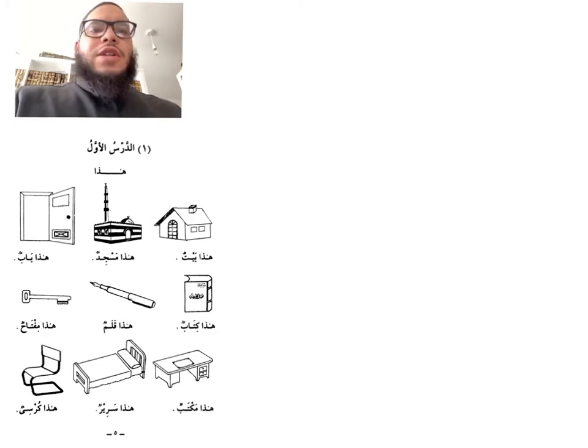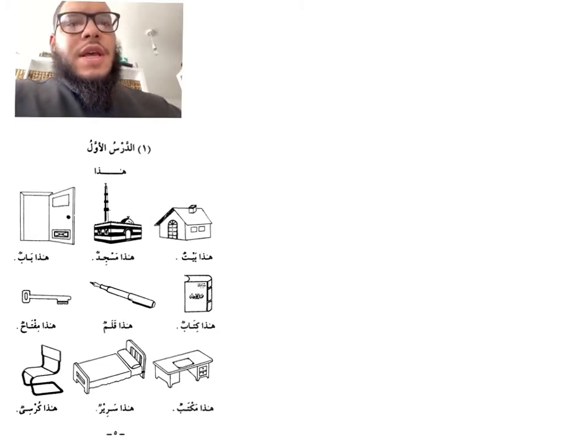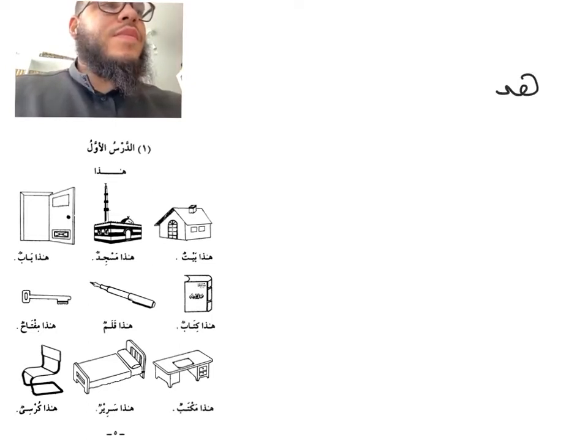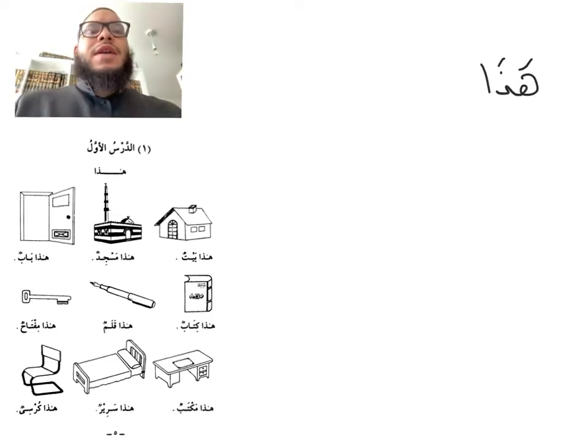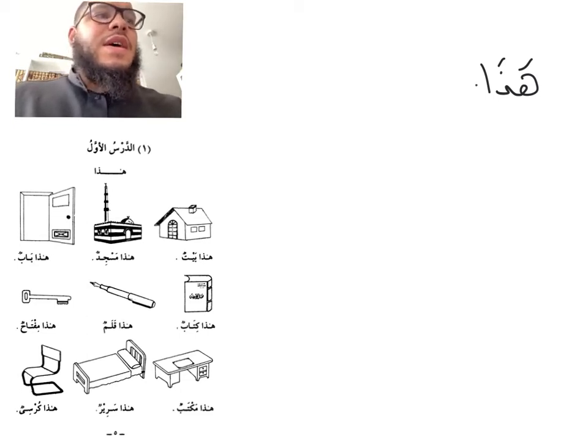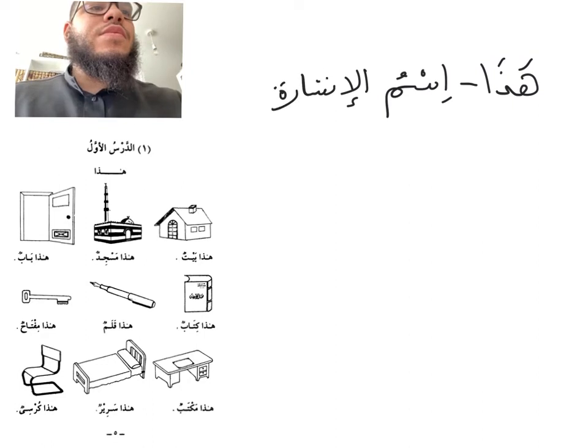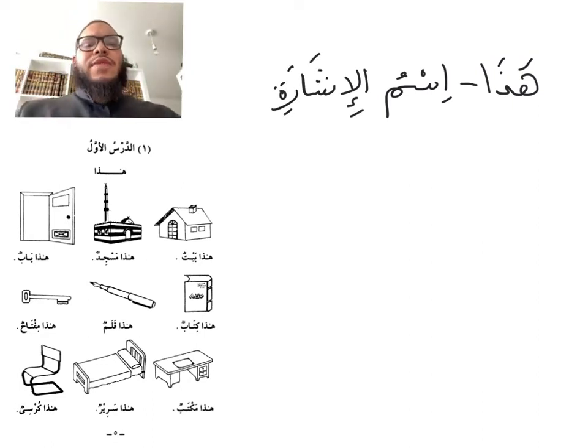In this lesson, هذا الدرس الأول. This is the first lesson. In this lesson, we're going to learn about هذا. هذا in the Arabic language means "this is," and is considered an اسم الإشارة. اسم الإشارة يعني demonstrative noun. اسم الإشارة. نعم. This is a demonstrative noun.